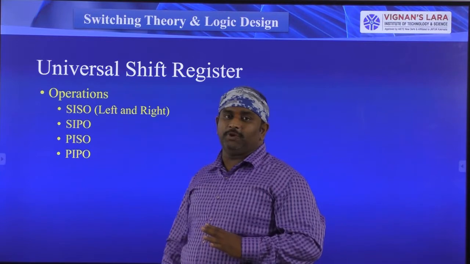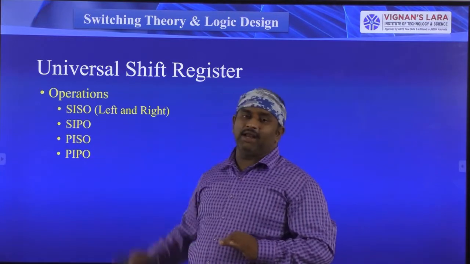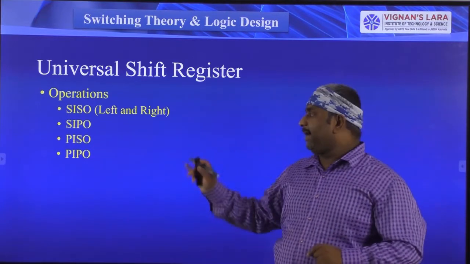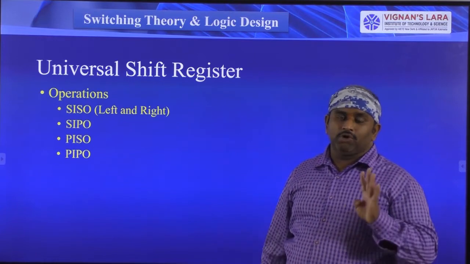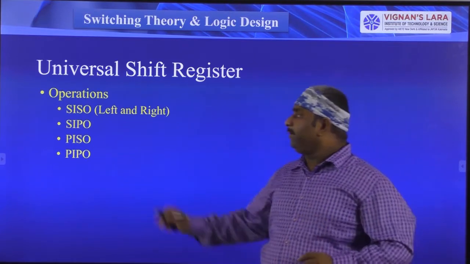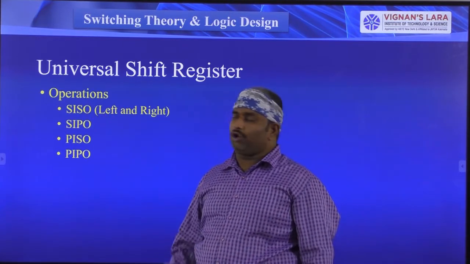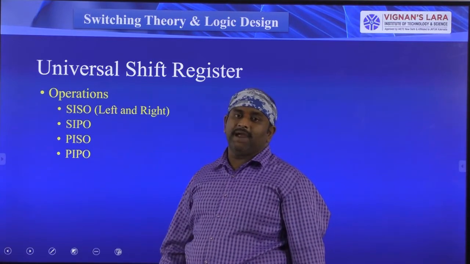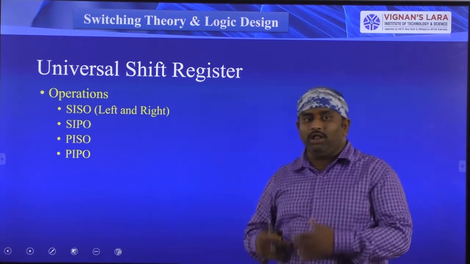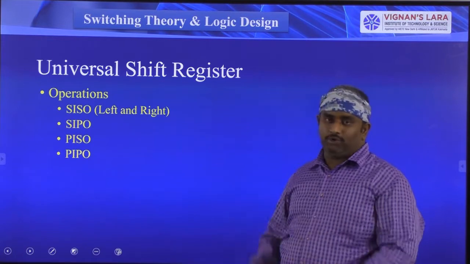And serial input, parallel output configuration, parallel input, serial output configuration, parallel input, parallel output configuration. Total 4 configurations. In that, the first configuration, serial input, serial output, is nothing but the bidirectional shift register. These are all the operations we have to do here.